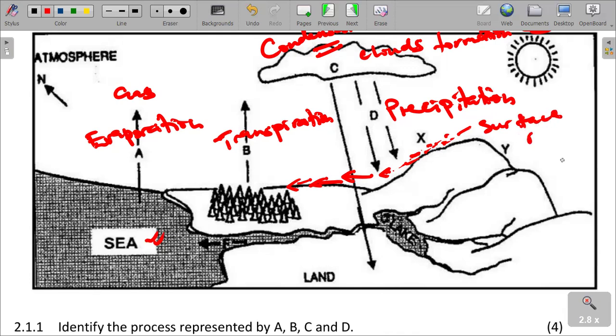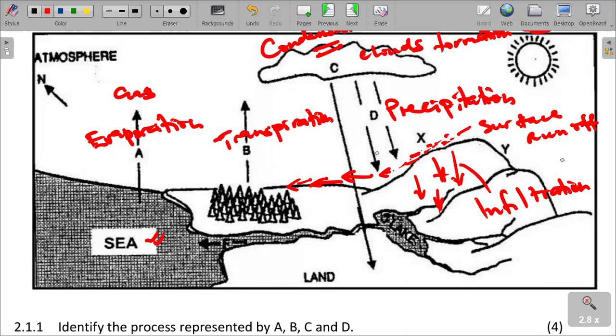Surface runoff. And then we have also got water that sinks into the ground. When the water sinks into the ground, what is that process that is taking place there? It is called infiltration, the sinking of rainwater into the ground.